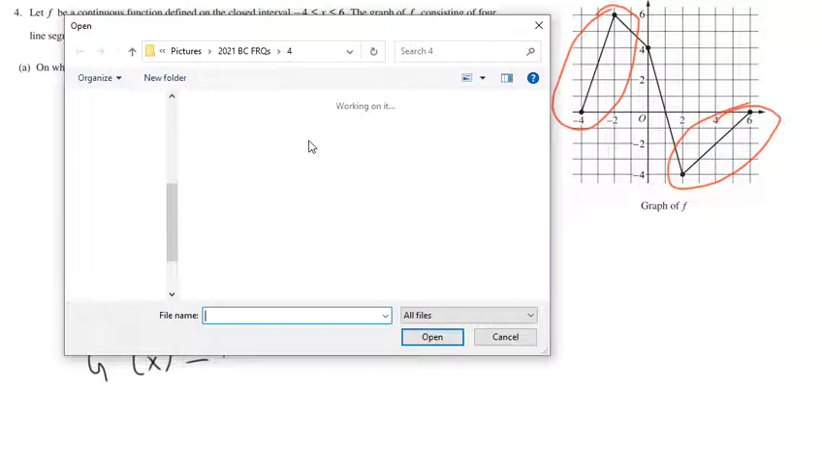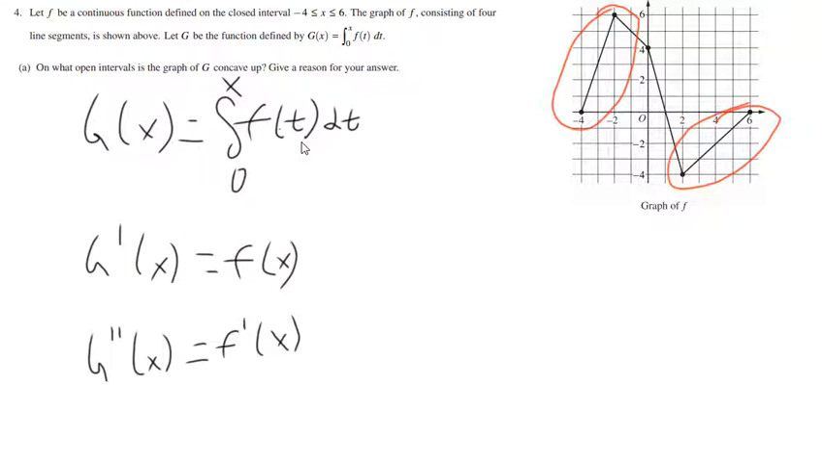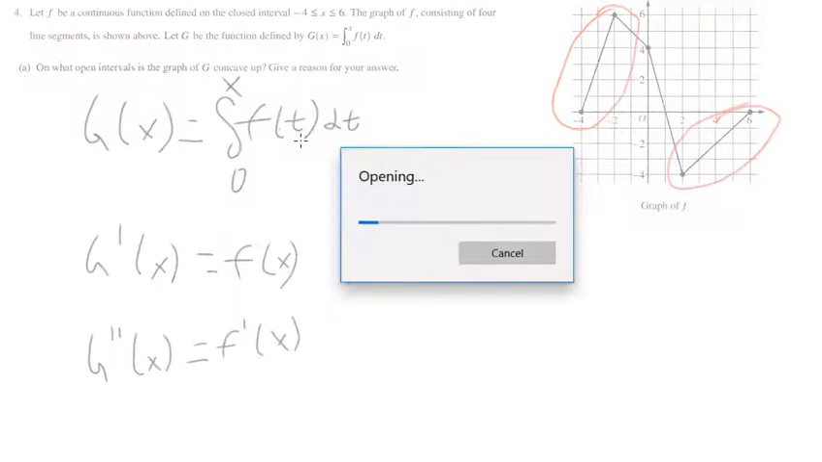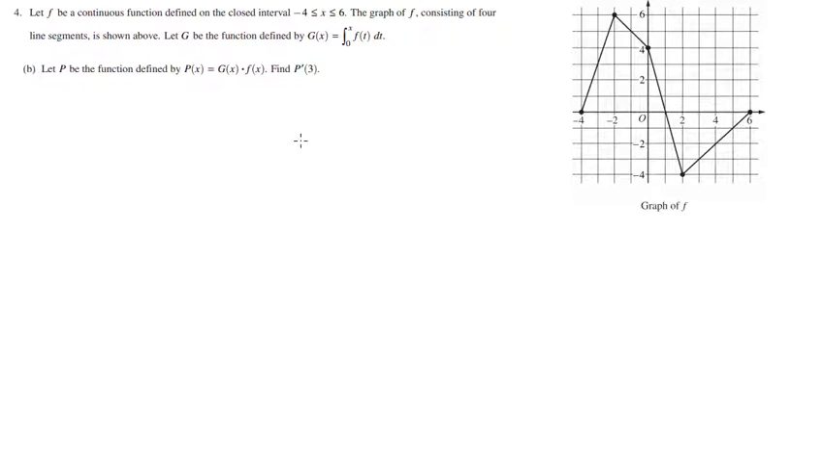So here's part B. This time they're going to give us a new function. We have p of x equals g of x times f of x, and we have to find p prime of 3.